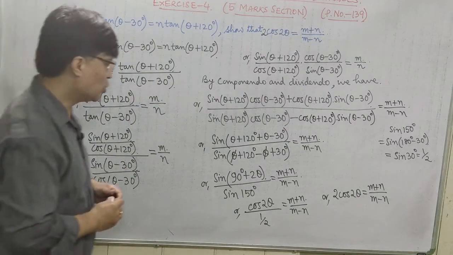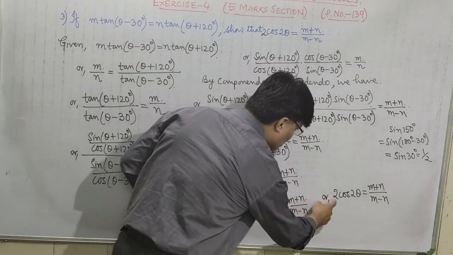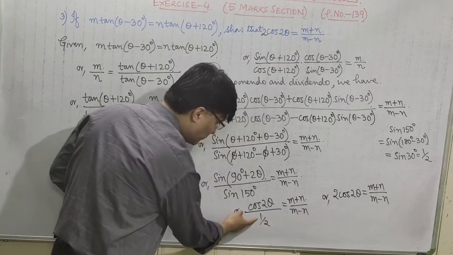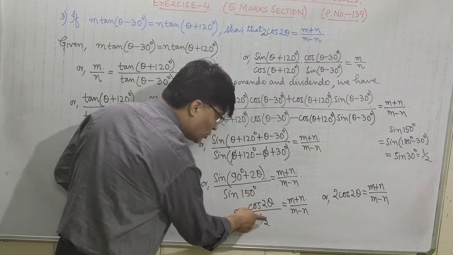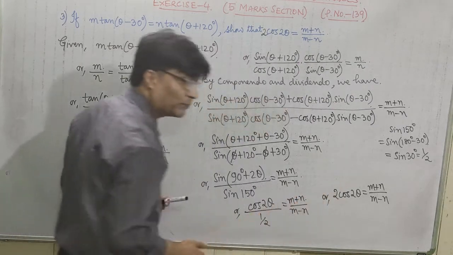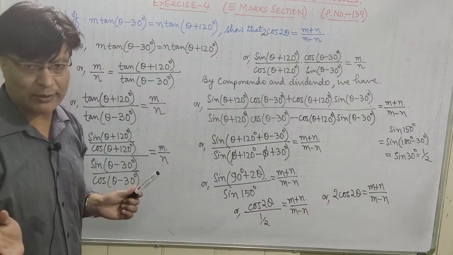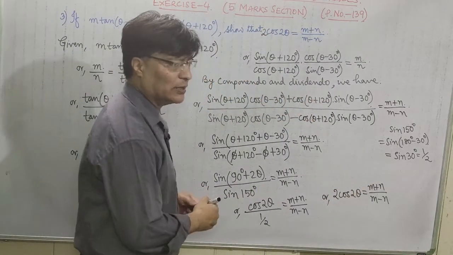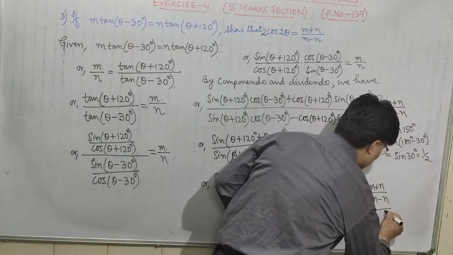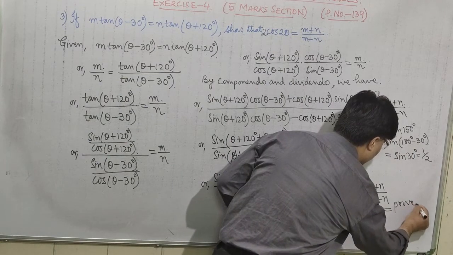Is that clear? So we have proved that 2 cos 2 theta, from here, when this half goes up in the numerator, it becomes 2 upon 1. So it is 2 cos 2 theta divided by 1. If it is 1 in the denominator, you don't have to write it. So it is 2 cos 2 theta is equal to (m plus n) upon (m minus n). So it is proved.